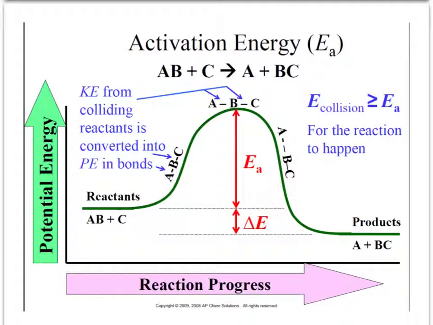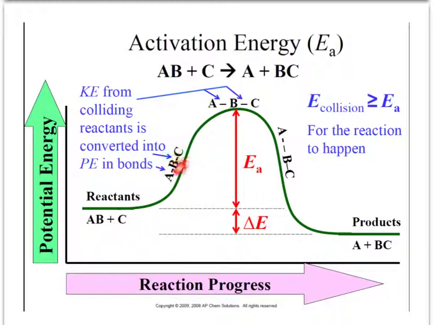So another reason why a collision might not produce a reaction is because of the activation energy, which is symbolized with E subscript A. So activation energy is the amount of energy required to activate a reaction. If we look at just this general example, AB is reacting with C to produce A and BC. In order for that to happen, AB has to bump into C.